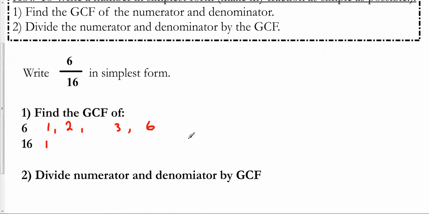So 1 times 16. Is 2 a factor? Yes, it is, because 16 is even. 2 times 8. 3, no, because 1 plus 6 is 7. 4, yes, it is. 4 times 4. Now you notice, it's 4 times 4, but I only wrote it once, because I don't need to write it again. So what's the largest number they have in common? That's correct. 2 is the largest number I have in common.